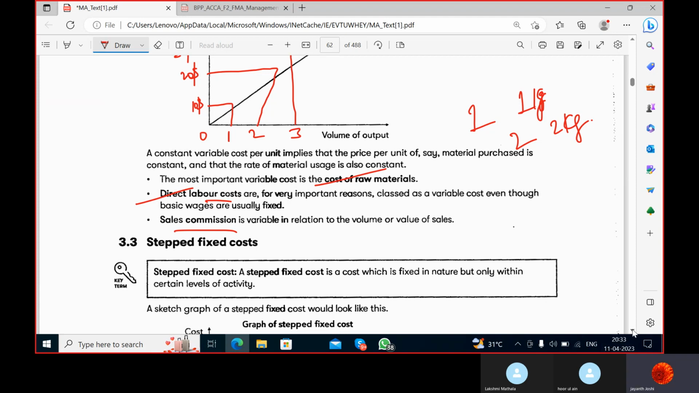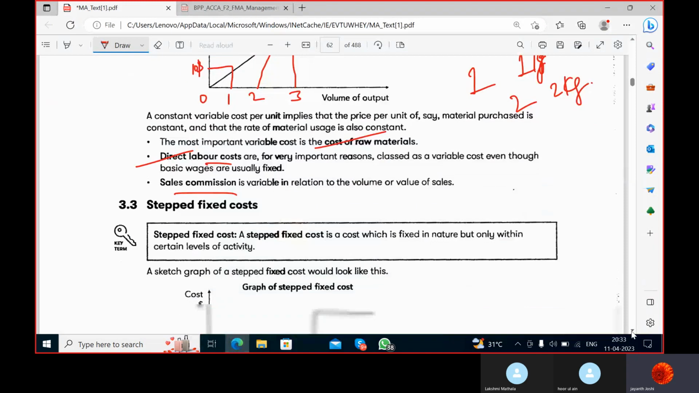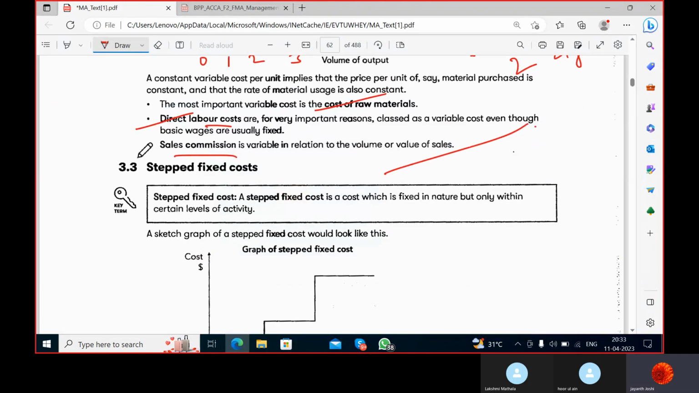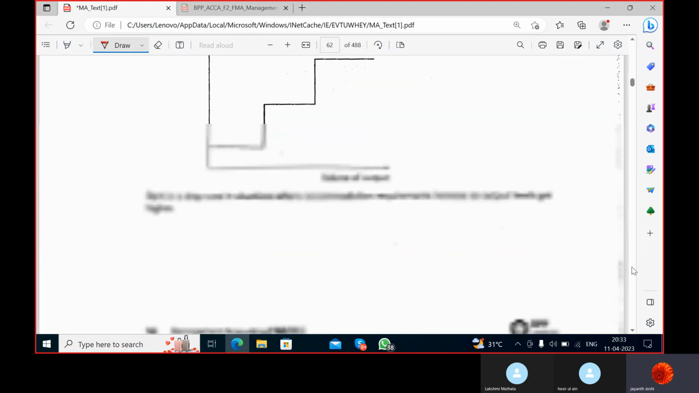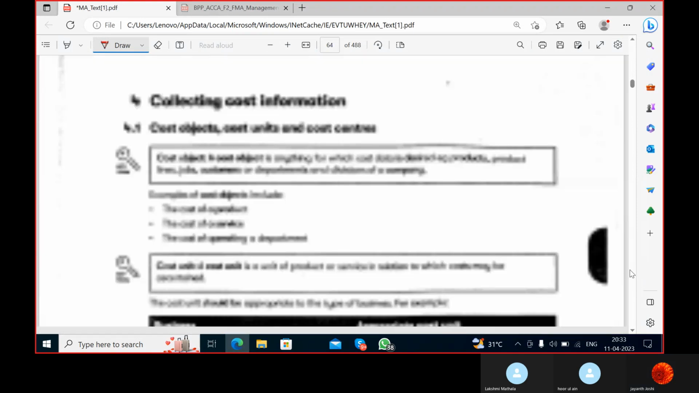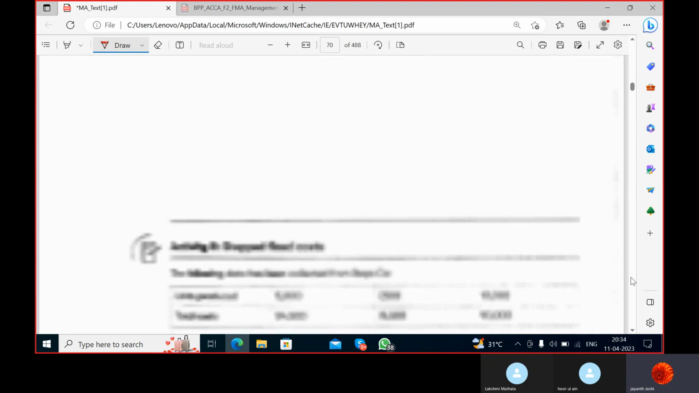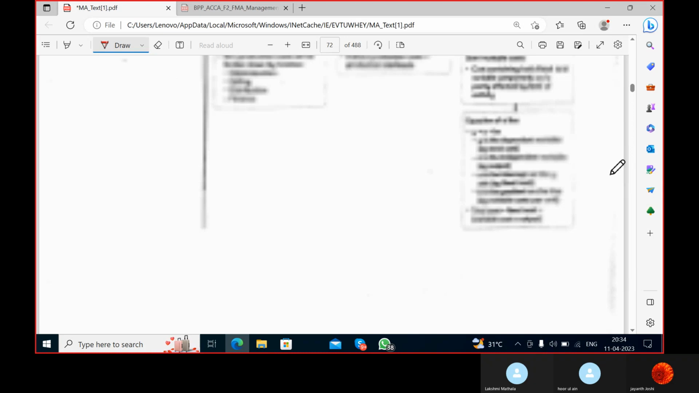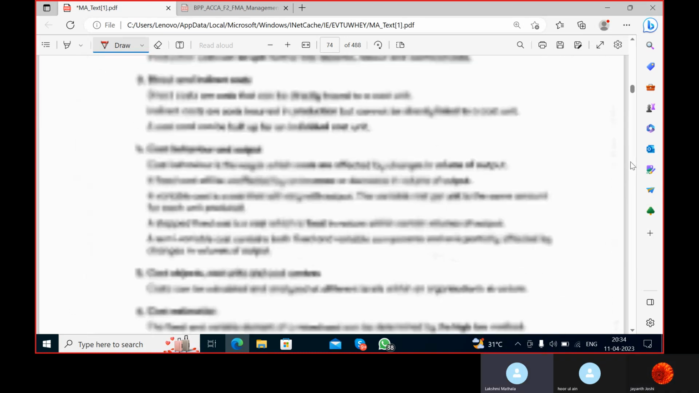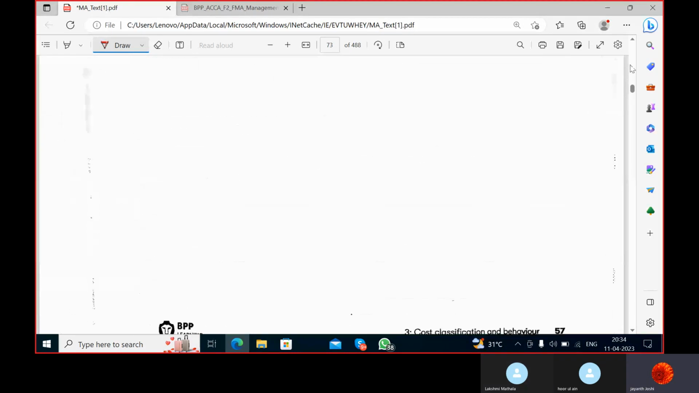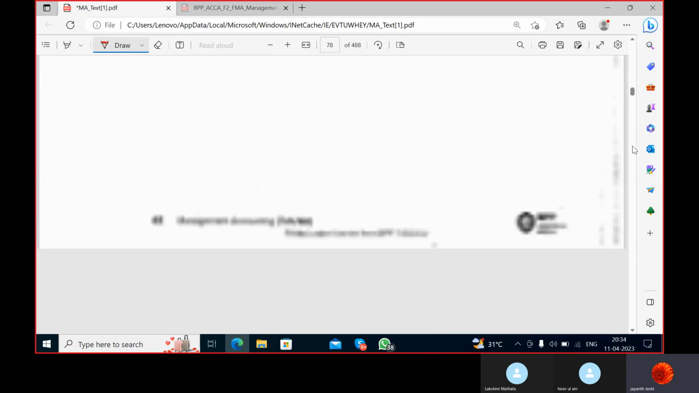So today we will stop here. Tomorrow we'll continue from fixed cost. Tomorrow is the end of this chapter, and we will immediately start the next topic also. Tomorrow I'll be finishing this chapter at any cost, and then the next chapter is forecasting. That will start.